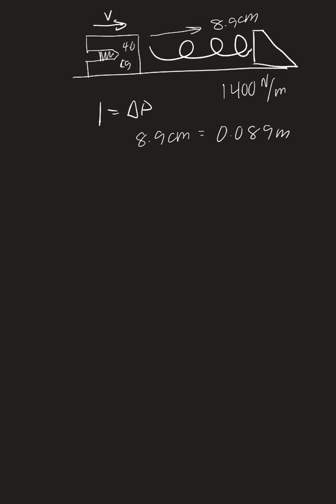Then the block stops. So once the block stops, the kinetic energy of the block with the bullet inside gets changed into elastic potential energy of the spring. So you'll have 1/2 mv² equals 1/2 kx², where v is the speed of the block before it hits the spring. So we get v equals x times the square root of k over m.